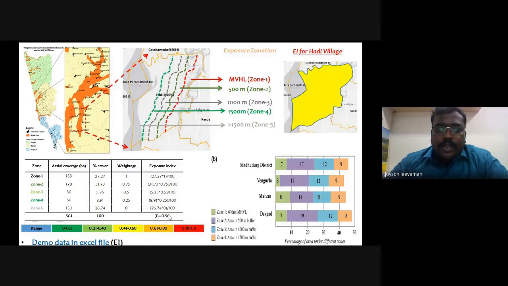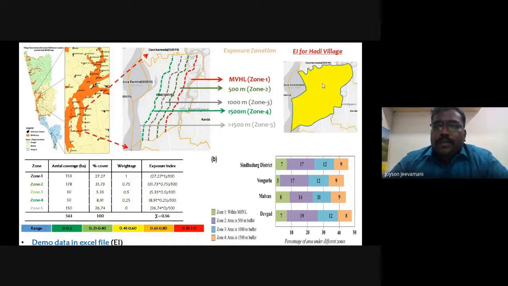So we segregated the 0 to 1 into 5 different classes: 0 to 0.2 shows the exposure index is very low, 0.21 to 0.4 low, 0.41 to 0.6 moderate, 0.6 to 0.8 high, 0.8 to 1 very high. Depending upon the index value, for this village it is coming to 0.56, so it lies in the middle range, so it is moderate. We can say this village Hardy has a moderate level of exposure index.